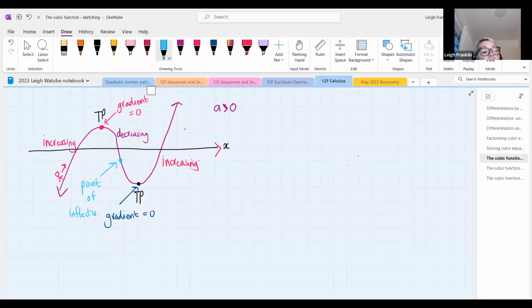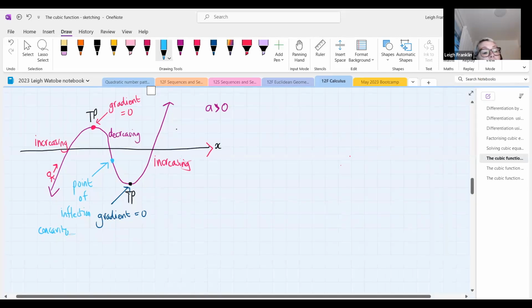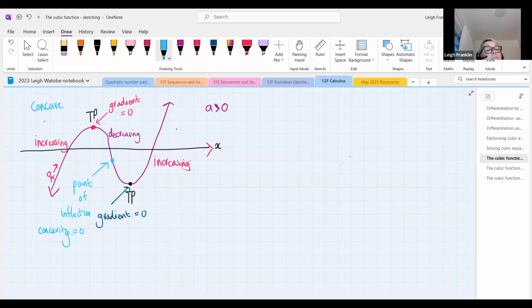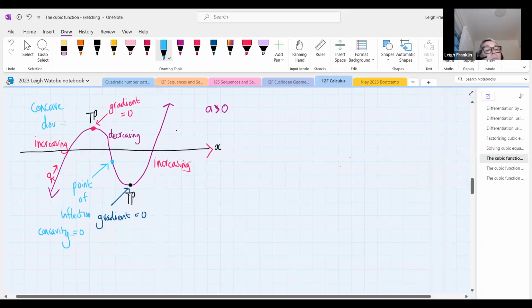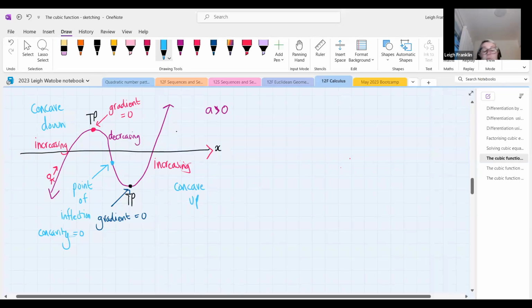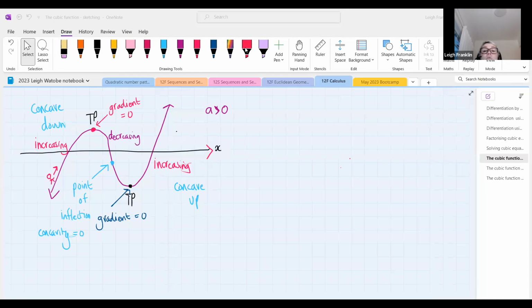And at our point of inflection, concavity is equal to 0. Before your point of inflection, your graph is concave down. After your point of inflection, your graph is concave up. All of these points are very important for us in understanding how our cubic function changes, and they're going to be asking us questions about this.